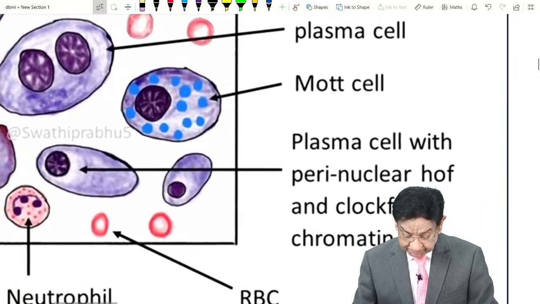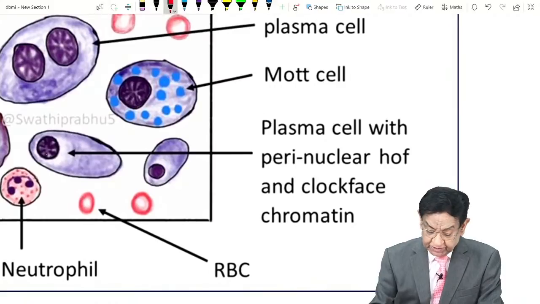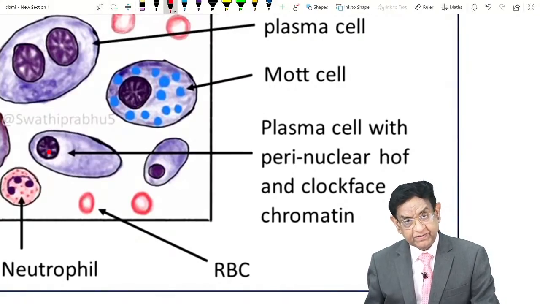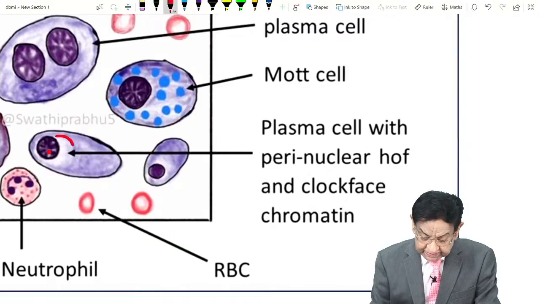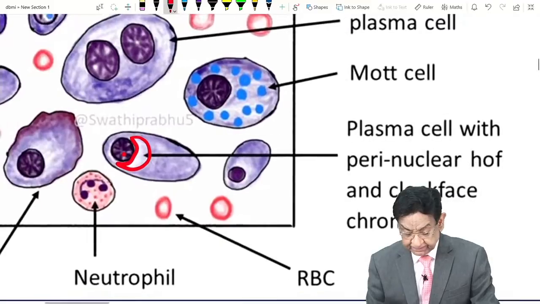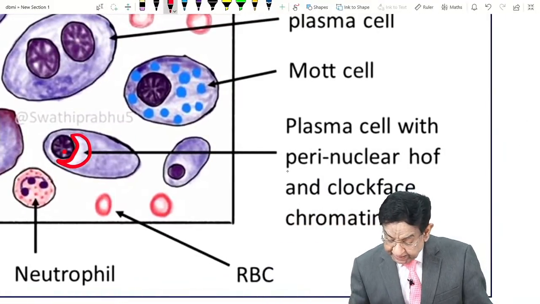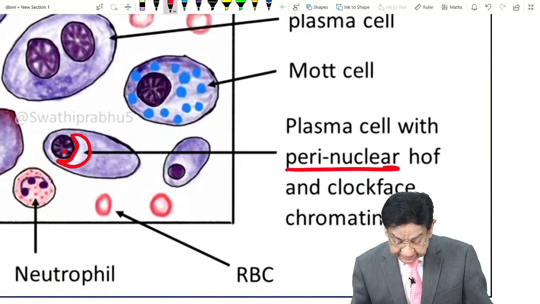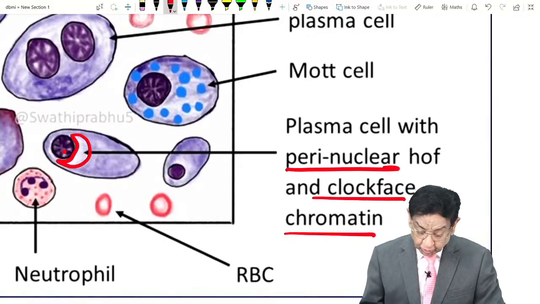Look into this plasma cell. This is the plasma cell. We notice the nucleus is at one corner, that we saw in the previous slide. But now you appreciate in this you are getting some clear area. Look into this, total clear area is there. Total white. So we are getting perinuclear clearance, and you are getting clock face chromatin.